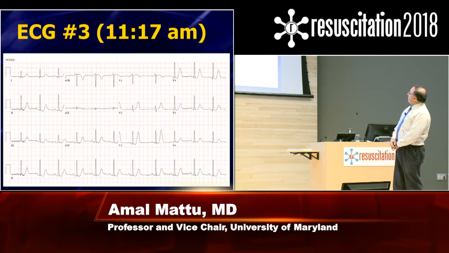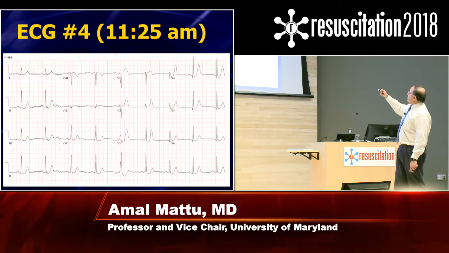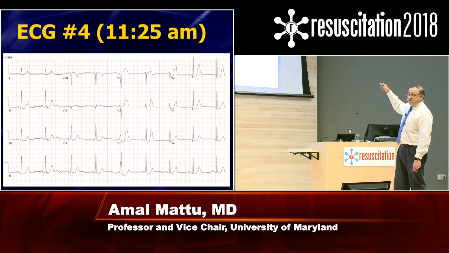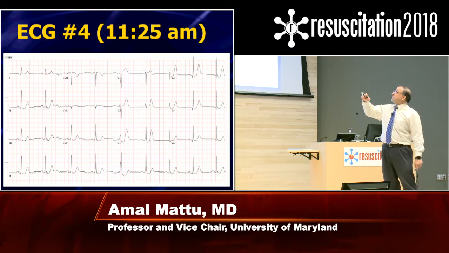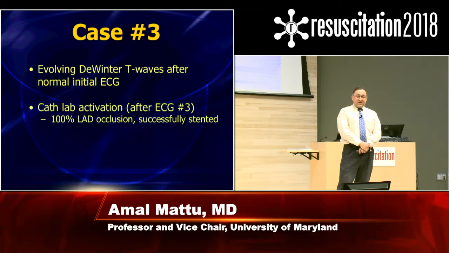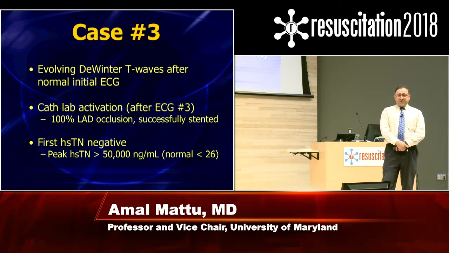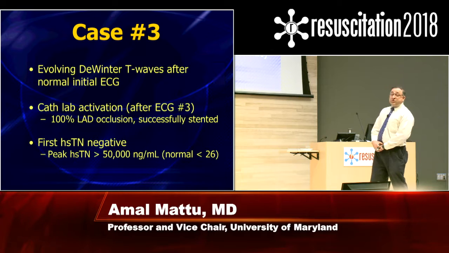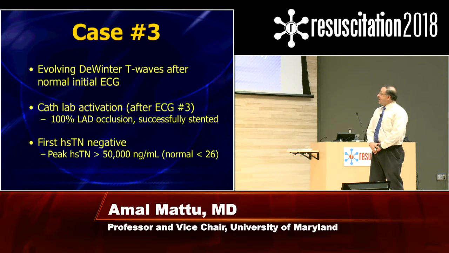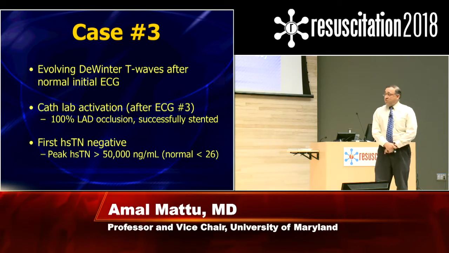A few minutes later, here you see STs are starting to drop, V3, V4, and a few minutes later, here's what he's got. He's got some ST depression shooting him into a big, tall, symmetric T wave. What's this called? De Winter. This is the De Winter pattern, all right? So after a normal 12-lead ECG, they activate the cath lab, 100% LAD occlusion, excellent outcome. And by the way, the highly sensitive troponin, which we don't have yet in the US in most centers, negative on number 1, and then it peaked at over 50,000.